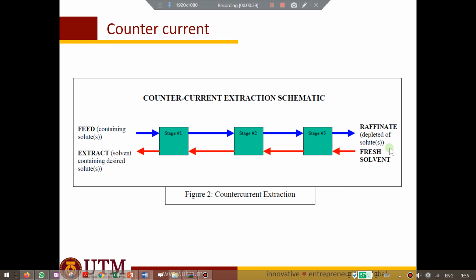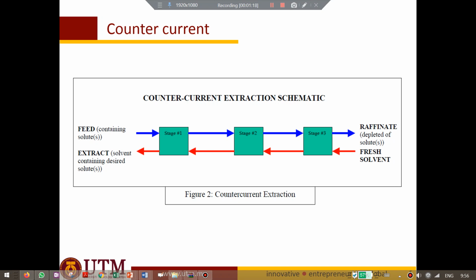Okay, compared to the previous cross current, where you add fresh solvent at every stage, in the counter current you only put fresh solvent once. So what happens here in the batch LLE for the counter current is you put your fresh solvent over here, you extract, and then you put the extract over to stage 2 and extract in stage 2 and transfer into stage 1, and it will extract again. So the total amount of fresh solvent will remain the same. There is no addition of fresh solvent. This is what we call the batch counter current.